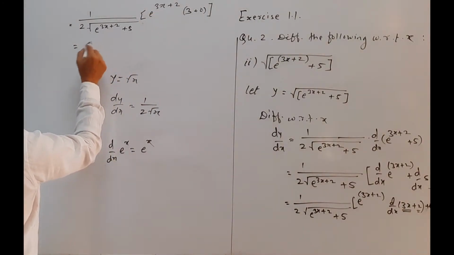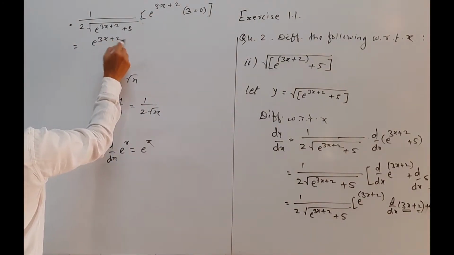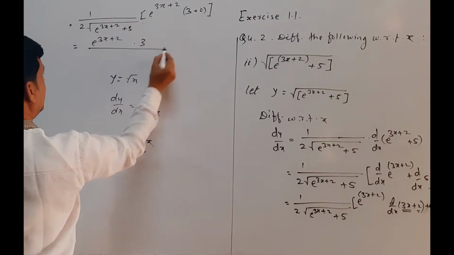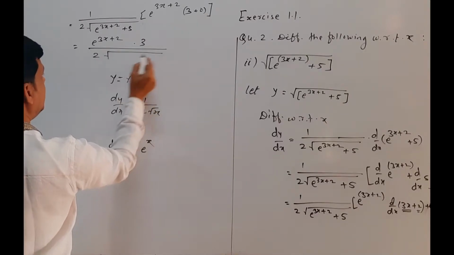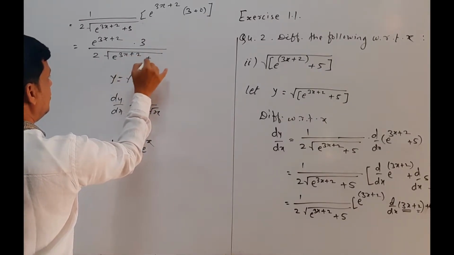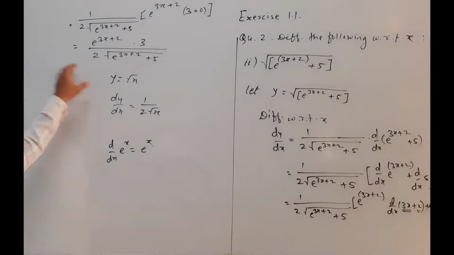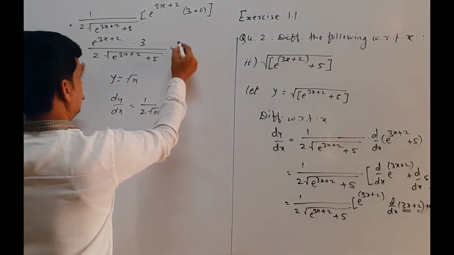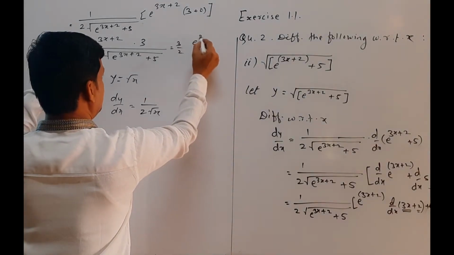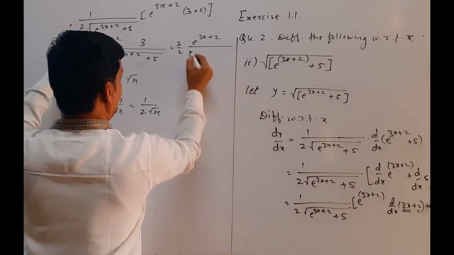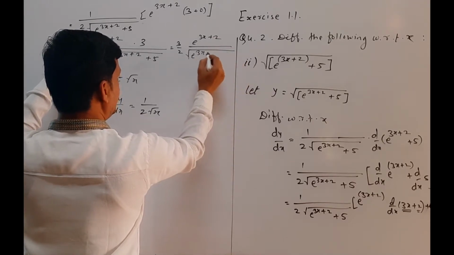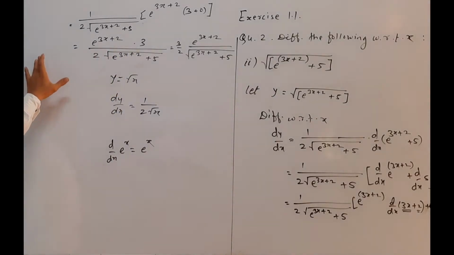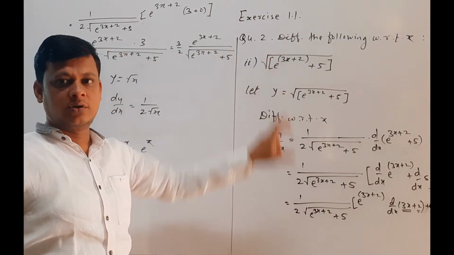So we write here e raised to the power 3x plus 2 into 3 plus 0. So we write into 3 upon 2 times e raised to the power 3x plus 2 plus 5. So you can write this 3 upon 2 at first position. So we write here 3 by 2 e raised to the power 3x plus 2 upon root e raised to the power 3x plus 2 plus 5. So in this way you can find the derivative of this root.